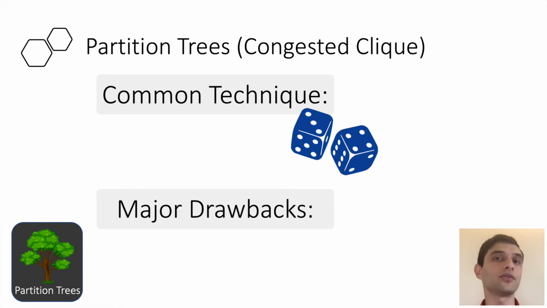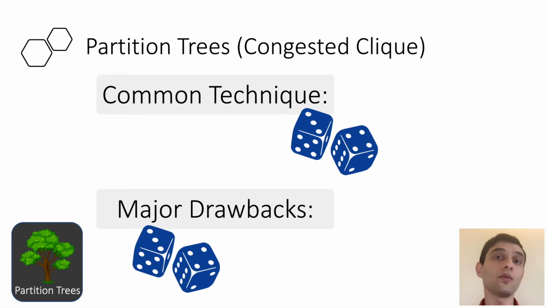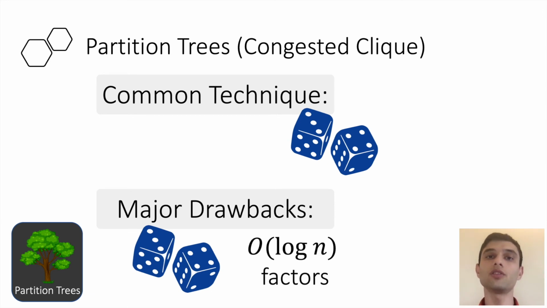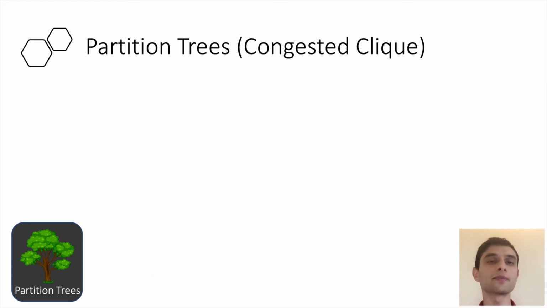However, this has 2 major drawbacks. The first is, if you want a deterministic algorithm, it becomes a problem. And the second is, because usually you want everything to hold with high probability, lots of log n factors pop up in different places. And for an O of 1 algorithm such as ours, this becomes problematic. So we overcome this problem by creating lots of different partitions. And our partition tree technique does the following.